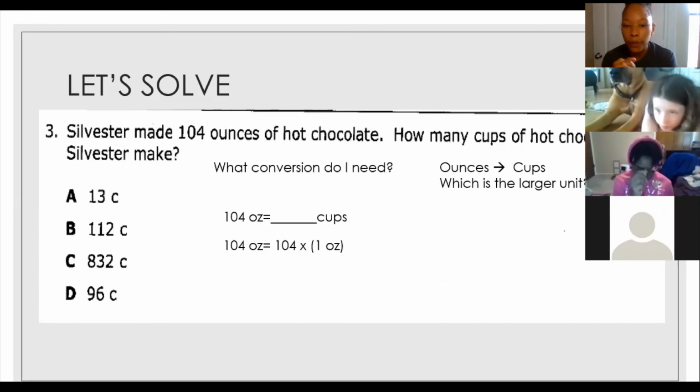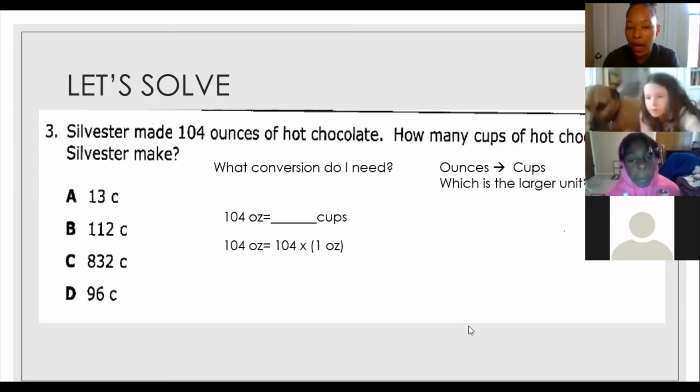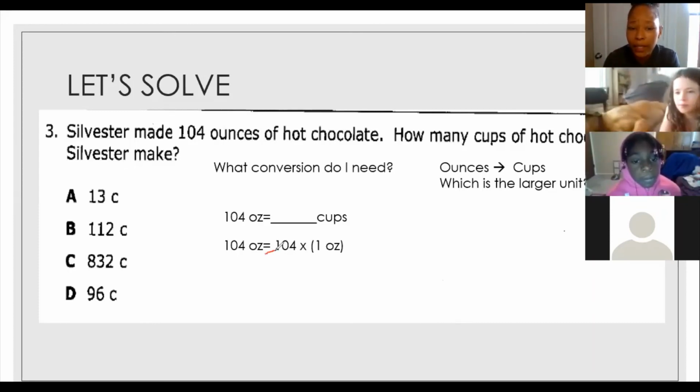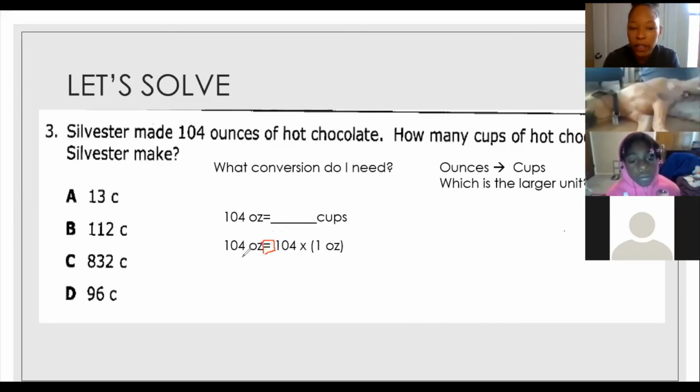When we set up our partial product, remember this is an equal sign, right? And an equal sign tells me that whatever's on the left side must be equal to whatever's on the right side. So you'll notice that we multiplied by 1 ounce because that'll keep our number the same on the other side. All right, our next step is to go ahead and do what?